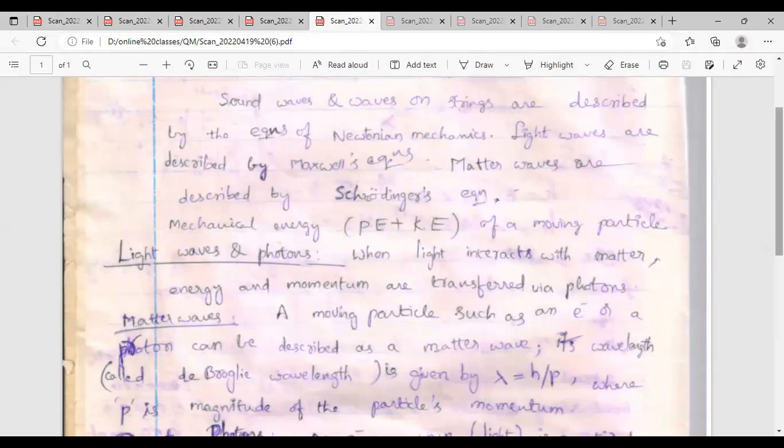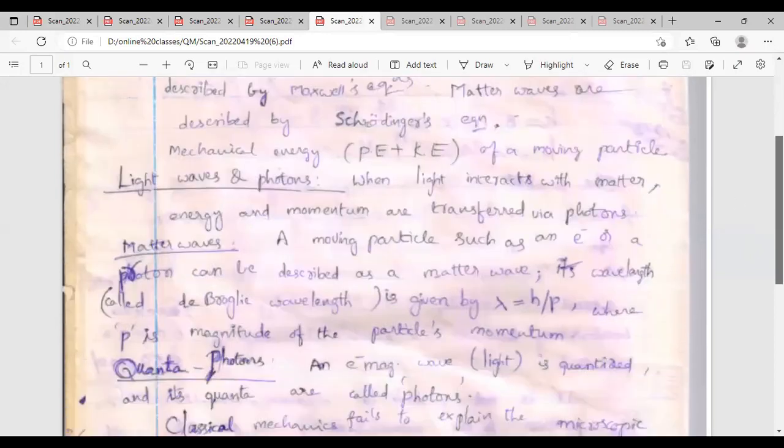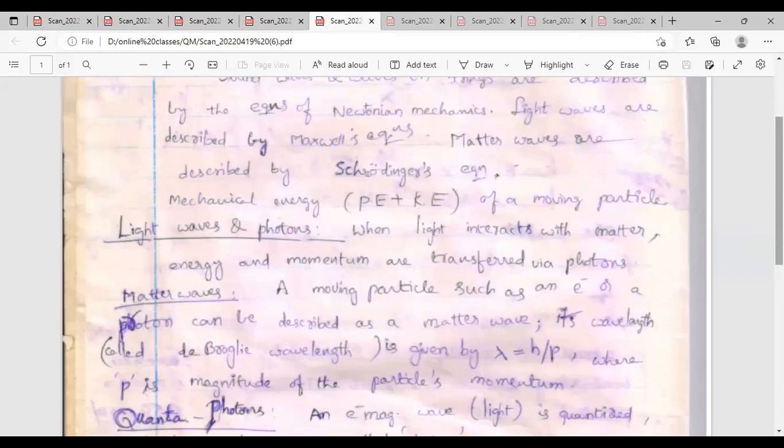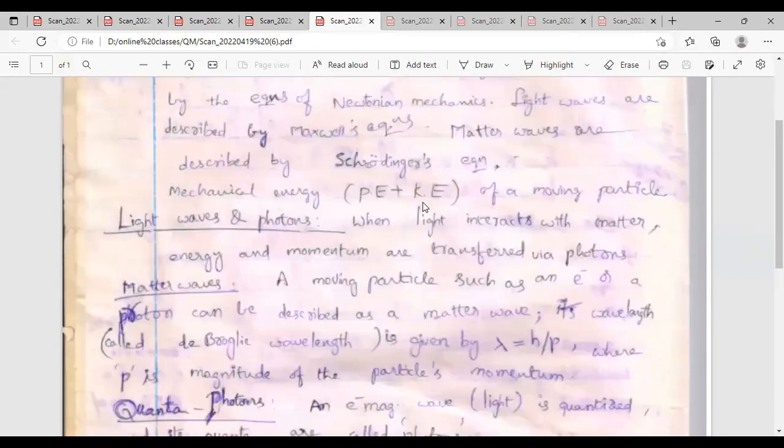Fine, what we are discussing is matter waves, right? Sound waves and waves on strings are described by equations of Newtonian mechanics, that means classical mechanics. Light waves are described by Maxwell equations. Matter waves are described by the Schrodinger equation. So that is the importance of Schrodinger's equation. The behavior of material particles we usually represent with Schrodinger's equation. Mechanical energy is potential energy plus kinetic energy of a moving particle.